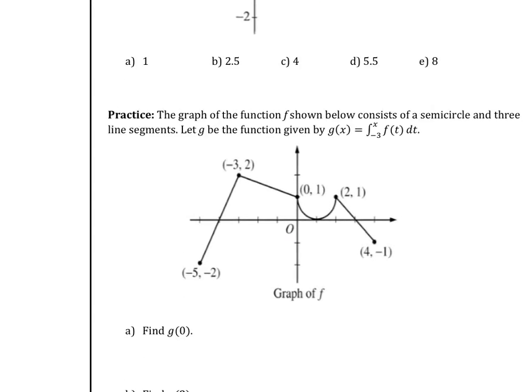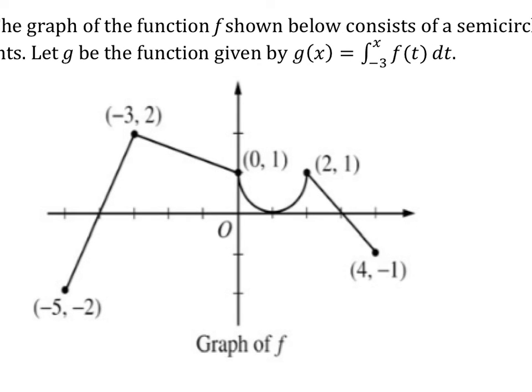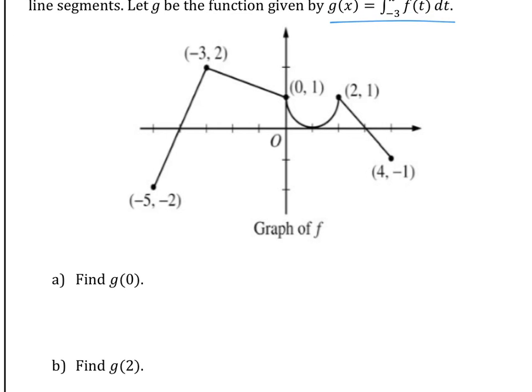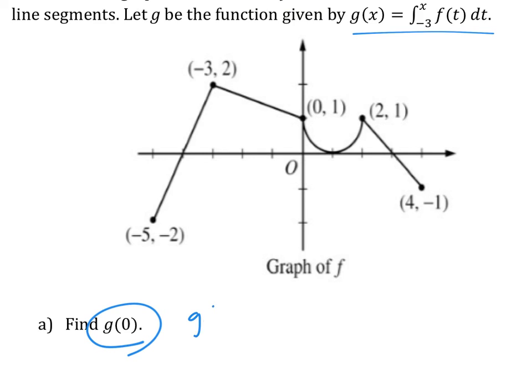The important thing is just adding and subtracting. This one, they have this function. The question is, first one, g of 0. When they're asking g of 0, they're saying plug in 0 for x. So we want the area under the curve from -3 to 0.